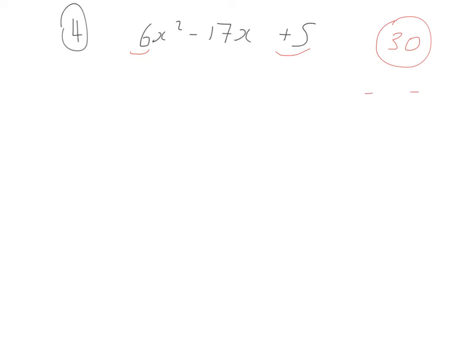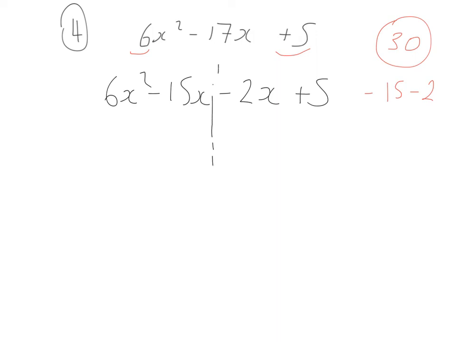So having a think about it, two numbers that multiply together give 30, add together give minus 17, that's minus 15 and minus 2. Minus 15 times minus 2 is 30, and minus 15 minus 2 is minus 17. So splitting up the middle term, that's 6x squared minus 15x minus 2x plus 5. Dotted line down the middle.